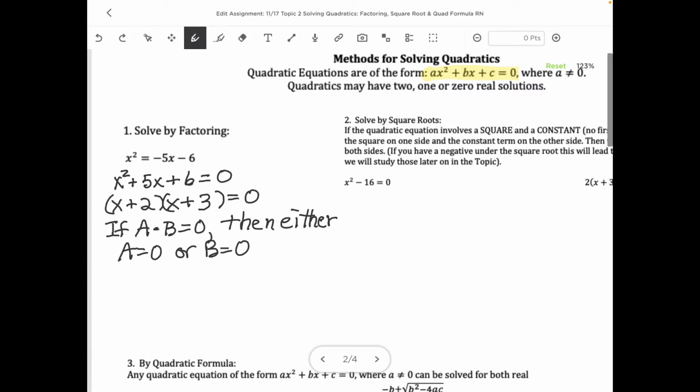And so if we utilize that property on our factored quadratic, either x plus 2 equals 0 or x plus 3 equals 0. Now to solve, we're solving a simple linear equation. Subtract 2 from both sides, x equals negative 2. Subtract 3 from both sides, x equals negative 3. You did this in topic 1.6 when you were solving nonlinear systems. But I'm reviewing it again, solving quadratics by factoring.